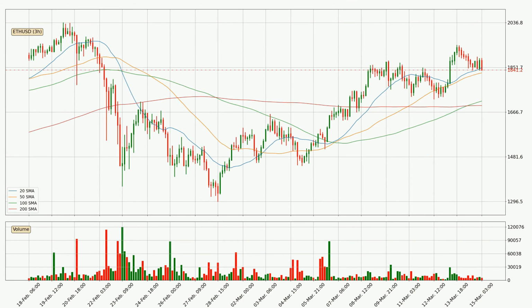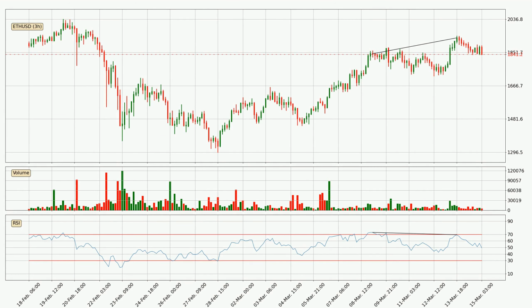Looking at the 3-hourly simple moving averages, the current price is between the 50 and the 20 SMA. If the price bounces off the 50 SMA, which is currently at 1829, it could be seen as a support and the 20 SMA that is at 1851 could be seen as a resistance to the upside. Breaking either way signals a possible further move to the corresponding direction.